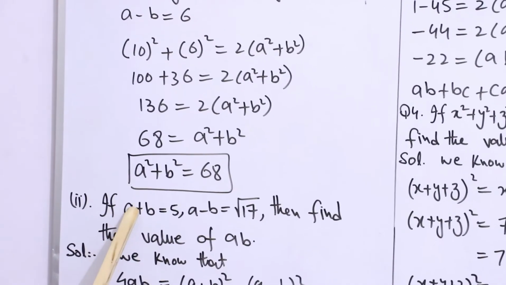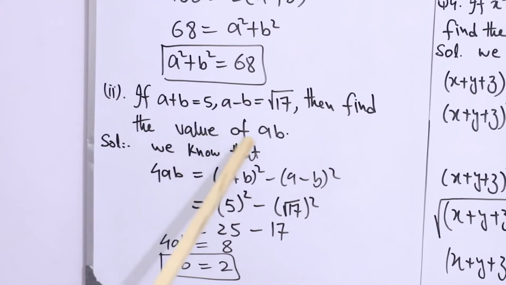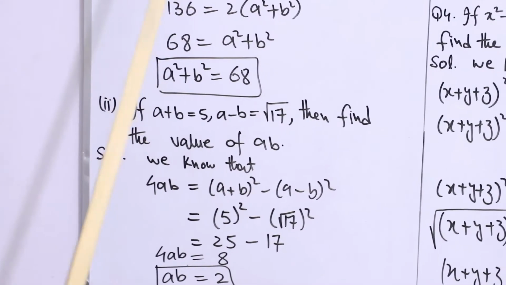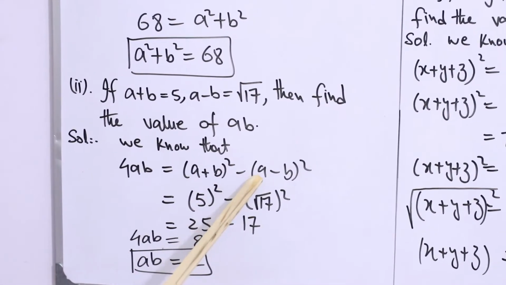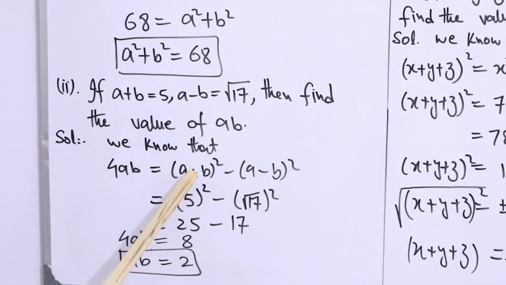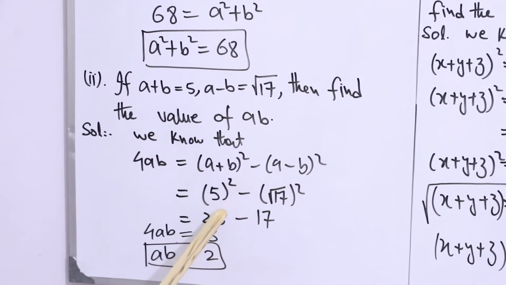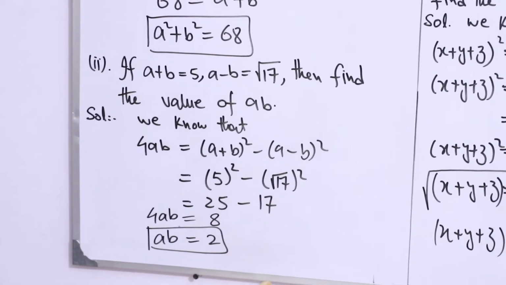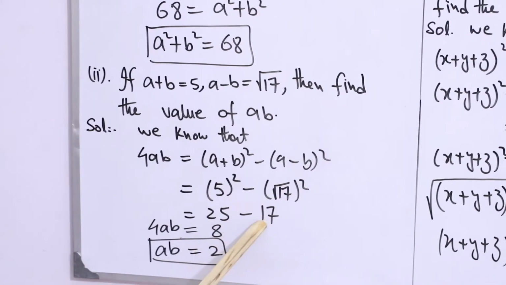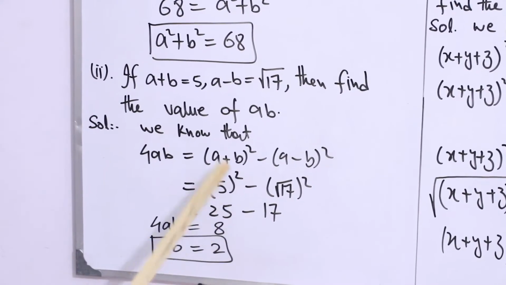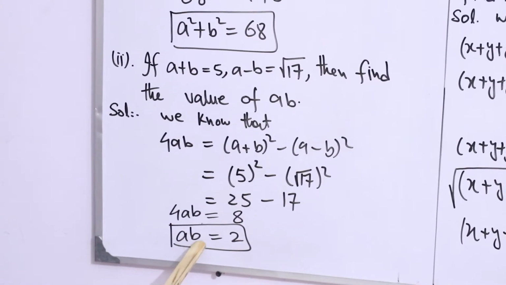Second part: if a + b = 5 and a − b = √17, find the value of ab. Now we have to use the second formula. We know that 4ab = (a+b)² − (a−b)². So a + b is given as 5, and a − b is √17. 5² is 25, and the square root cancels out with the square, and 25 − 17 is equal to 8. We have to calculate ab, so dividing both sides by 4, we are left with ab equal to 2.